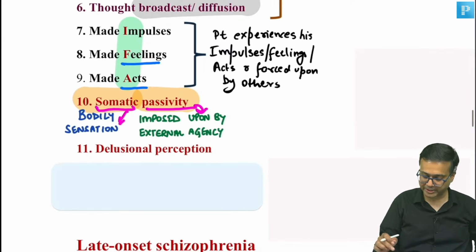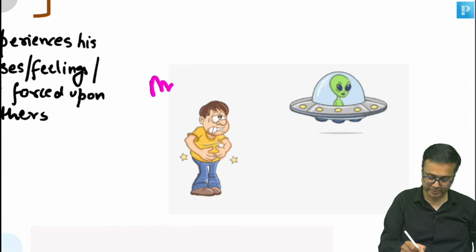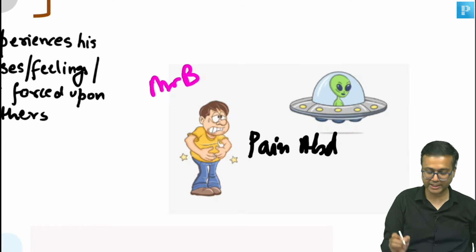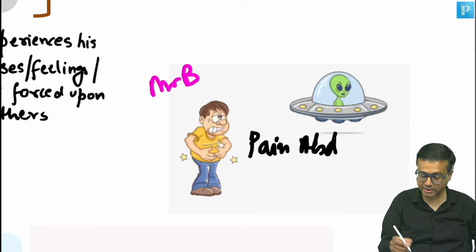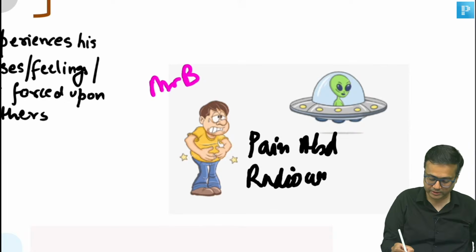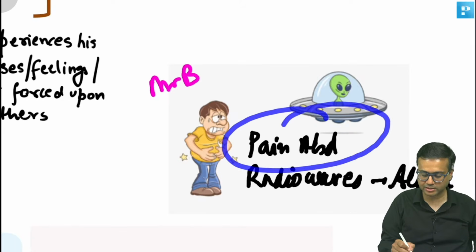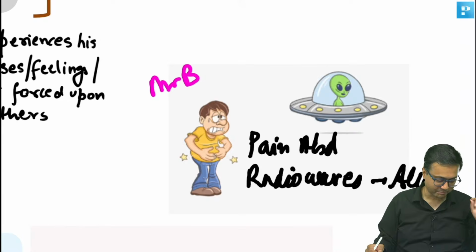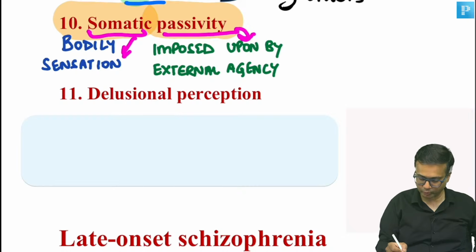So let's bring one patient into the class. Let us say we have a patient, Mr. Bholu. Mr. Bholu is admitted with us and he says, sir, I am having pain in my abdomen. So can I say this is a bodily sensation? So this is somatic, this is a bodily sensation, which he says is because of radio waves sent by the aliens. So can I say the patient is having a bodily sensation which he says is because of an external agency? So what is this phenomenon, beta? This phenomenon is somatic passivity. Please be very, very careful. Please remember this.